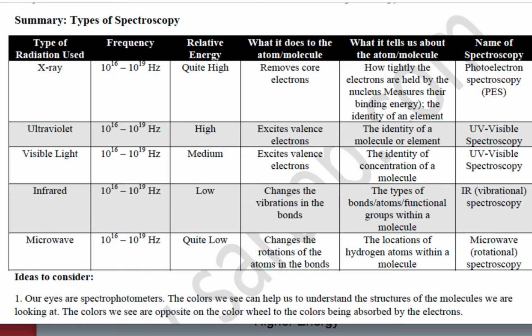Is it an OH group? Is it an SH group? Is it a methyl group, a CH3 hanging off? We can determine a lot about these molecules.